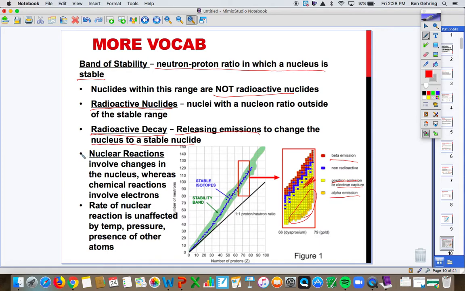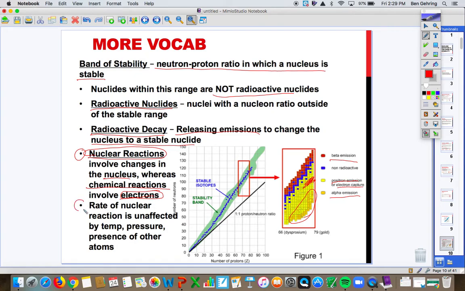All right, nuclear reactions. We use these for energy purposes, but this involves changes to the nucleus, whereas chemical reactions involve electrons. So anything nuclear is looking at changes to a nucleus. All of your nuclear reactions involve changing your protons and neutrons. If we're talking chemical reactions, which is what most of this course is going to be based on, we're dealing with electrons. So for now we're talking protons and neutrons. The rest of the year we're going to talk about electrons.